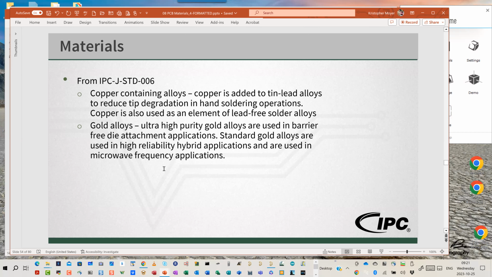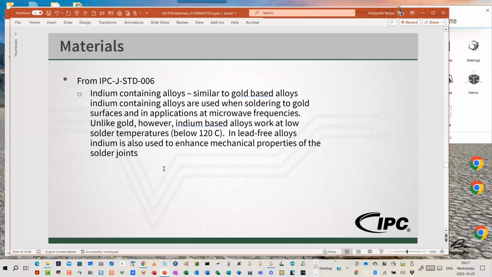Gold alloys. Ultra-high purity gold alloys are used in barrier-free die attachment applications, basically wire bonding applications where you have to melt a gold wire directly to the crystal, the silicon surface of the pads of the silicon die, doing direct die attach. Standard gold alloys are also used in high reliability hybrid applications and are used in microwave frequency applications. Again, there are certain properties of the conductivity of gold that are better for microwave applications than the standard tin leads. So we'll use that there as well.